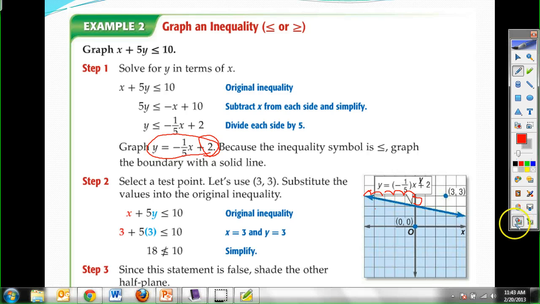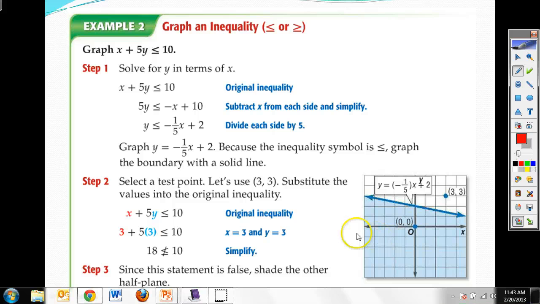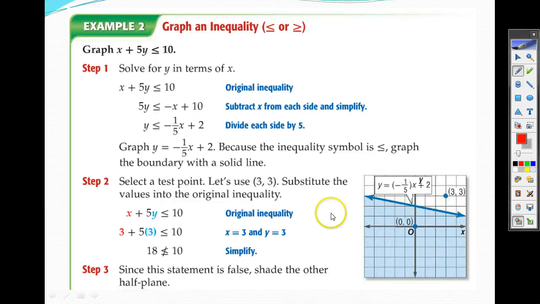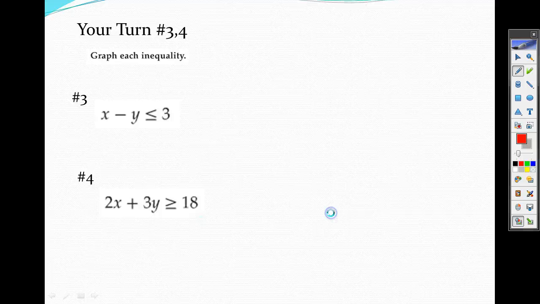Okay, so I believe, next slide. Your turn, numbers 3 and 4. Pause the video. Make sure you graph those two. Make sure you label them 3 and 4. If you did numbers 1 and 2 in the front page of the graphing paper, make sure you use the back to do numbers 3 and 4.